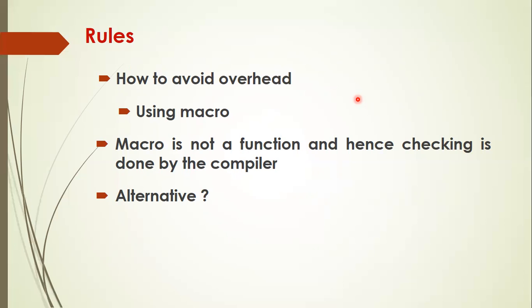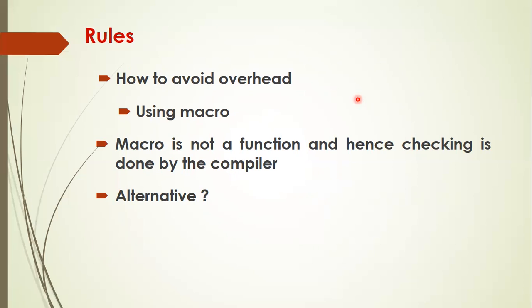Here, PI is a macro name. The value associated with PI is 3.14. So in your main program, wherever you use the word PI, the value 3.14 is substituted in your calling function. Automatically, the value associated with that particular identifier PI is substituted in your program.